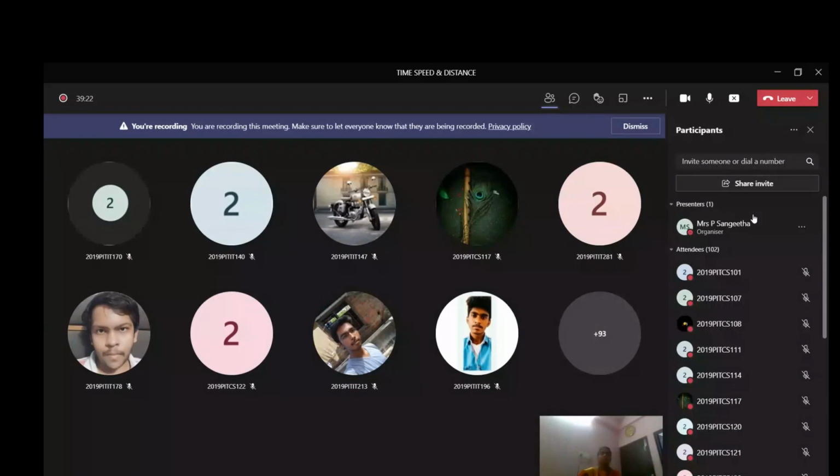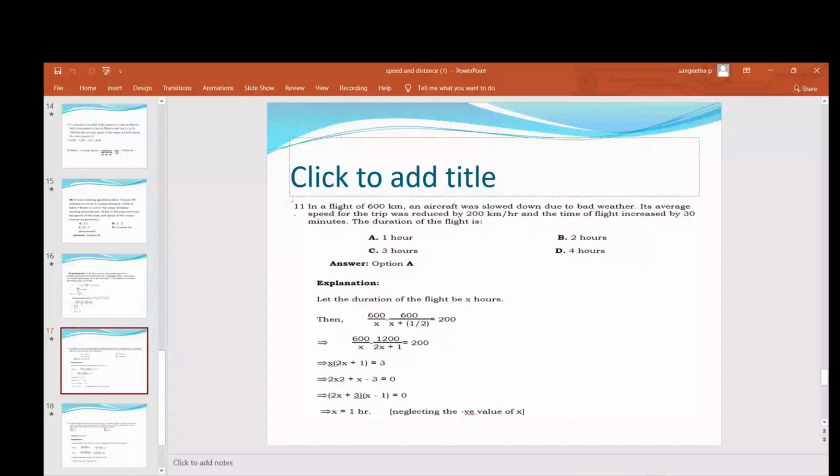In a flight of 600 kilometers, an aircraft was slowed down due to the bad weather. Its average speed for the trip was reduced by 200 km per hour, and the time of flight is increased by 30 minutes. What is the duration of the flight? So the flight of 600 kilometers, how long it will take, we don't know. Speed is distance by time, so distance is 600 kilometers divided by time, we don't know, so I'm considering it as x. And then due to bad weather, it is slowed down. So the distance is the same 600 only, but the time of the flight is increased by 30 minutes.